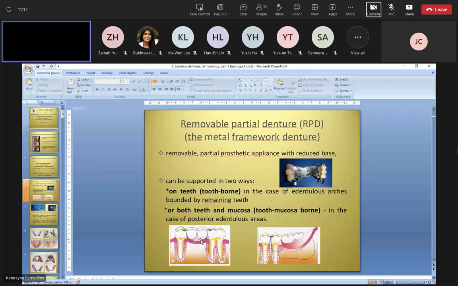And here we have the example of the metal framework of the skeletal denture. This is the upper one and the lower one, and the lower one is presented on the gypsum model.